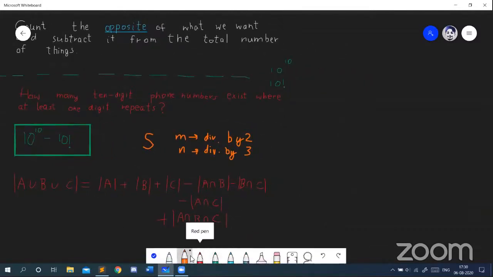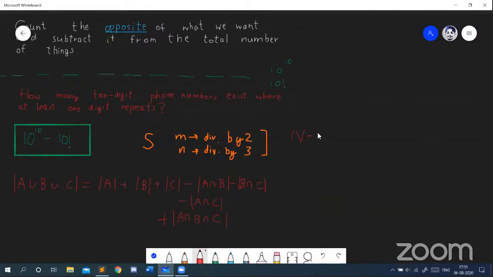Okay, maybe this was a bad example. So for 2 and 3, the answer is just m plus n, right? Wait, I think I'm confusing myself here. So m numbers are divisible by 2 and n numbers are divisible by 3. Then I need to find the total number of numbers which are neither divisible by 2 nor divisible by 3. Then I'll take the total number, right?